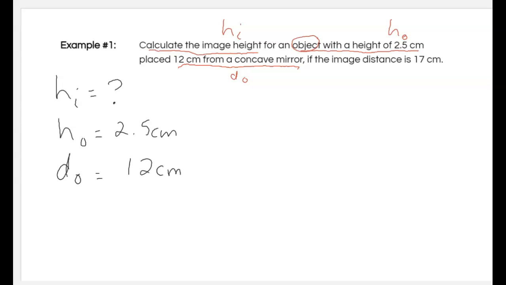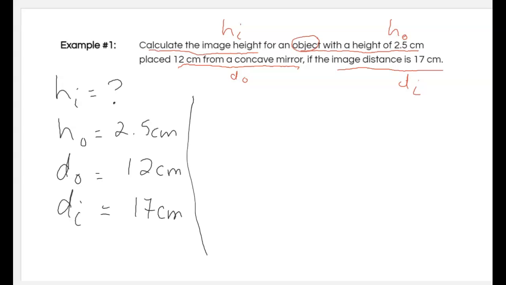Okay, and then finally they're saying if the image distance is 17 centimeters, so that is my DI. So there I have all of my givens. Hopefully you did okay with that. And if you didn't, hopefully that layout makes sense.